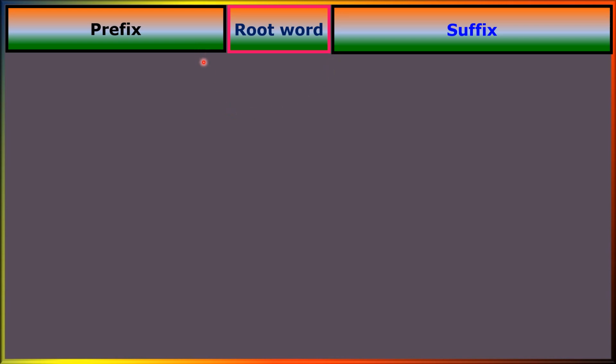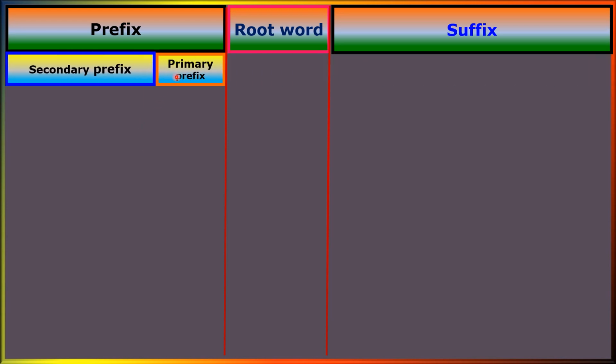Next, prefix. The prefix is used to indicate the presence of substituents or secondary grade functional groups in the molecule. Next, suffix. The suffix indicates the type of functional group present in the compound. It is added after the root word and reflects the functional group's nature. Prefix again has two parts, primary prefix and secondary prefix.